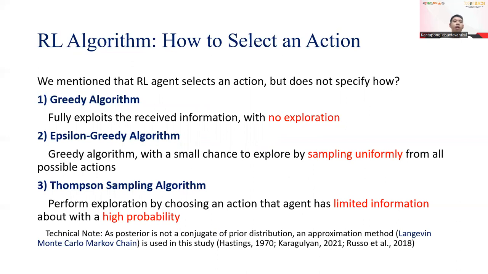And the third one is the Thompson sampling algorithm, which is the algorithm that we saw in the first few slides, which I claim should be more efficient because it performs exploration by choosing, with high probability, an action that the agent has limited information about. The technical note here is the formula of the Thompson sampling algorithm. When we apply it to the logistic bandit, there are a lot of technical details that we have to deal with, but I just put it here for reference.